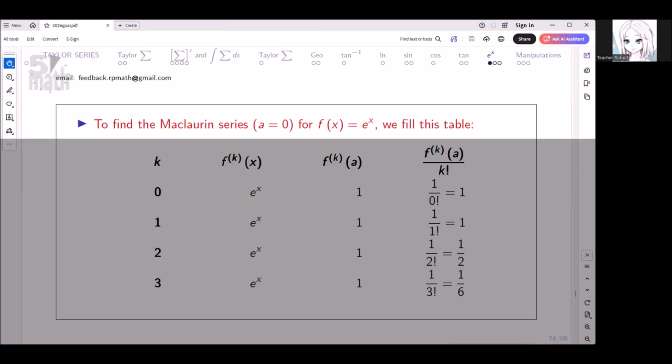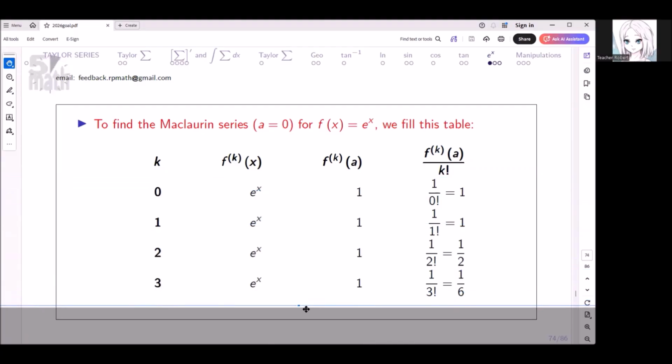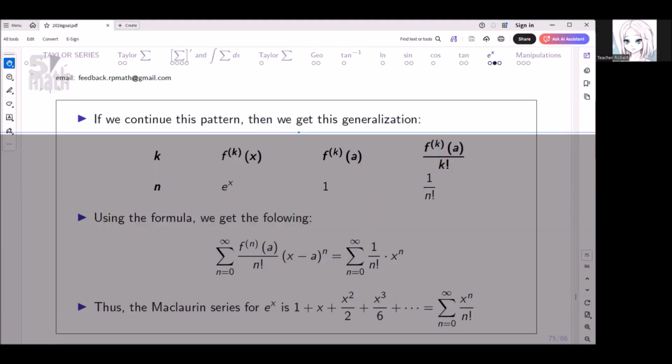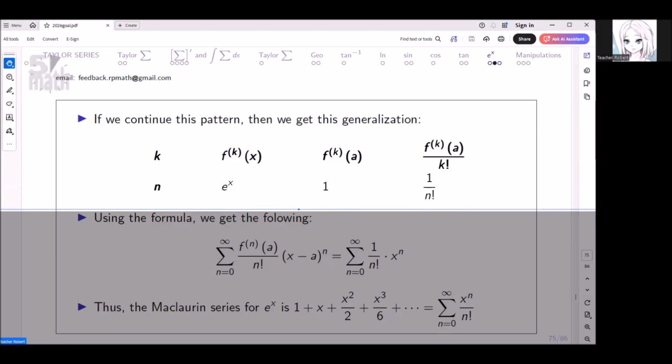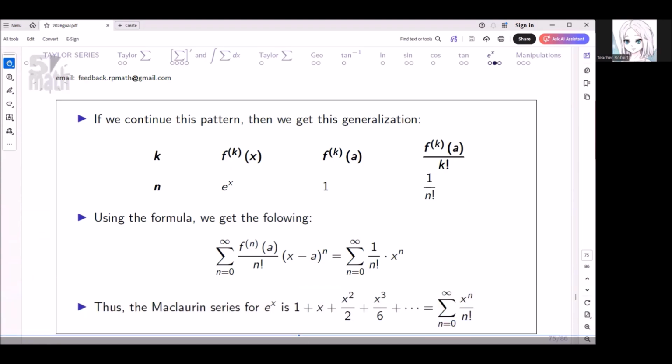To find the Maclaurin series, a equals 0, for f of x equals e to the x, we fill this table. If we continue this pattern, then we get this generalization here. Using the formula, we get the following here. Thus, the Maclaurin series for e to the x is this.